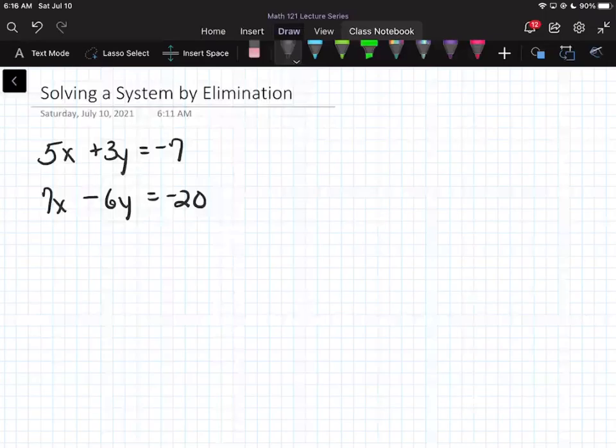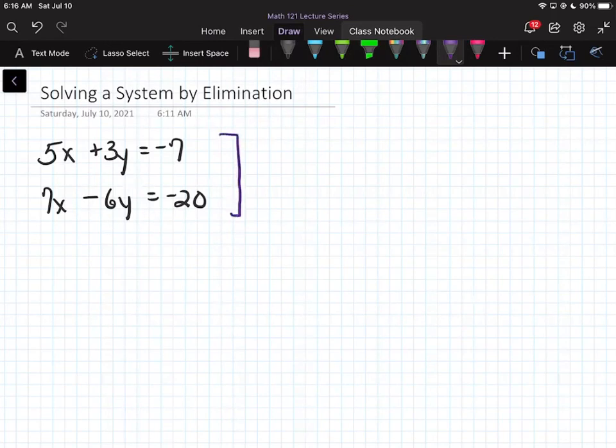A second method for solving systems is called elimination, or sometimes you'll see it as combination. In this case, notice there is not a variable that has a coefficient of 1, so substitution becomes more difficult. Instead, we can multiply the equations by something to get a common coefficient that we can then cancel. I'm going to work to eliminate x.